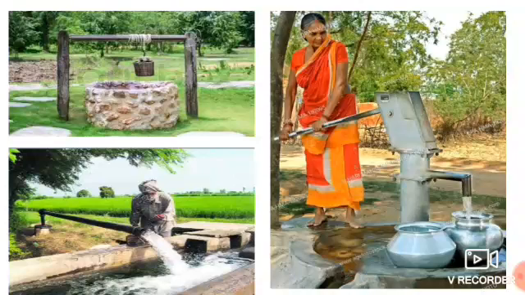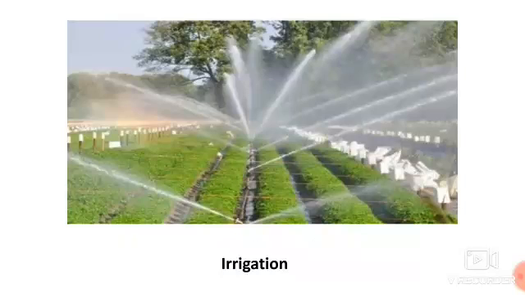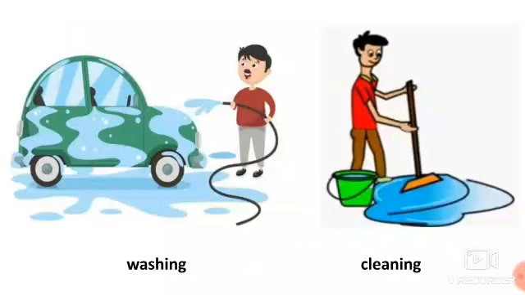Now, saving of water. Children, now that we know that water is very useful for all of us, we should not waste it. We should store water when it rains and use it later. We should use it for different purposes such as irrigation, washing, cleaning, etc. Do you know what is irrigation?